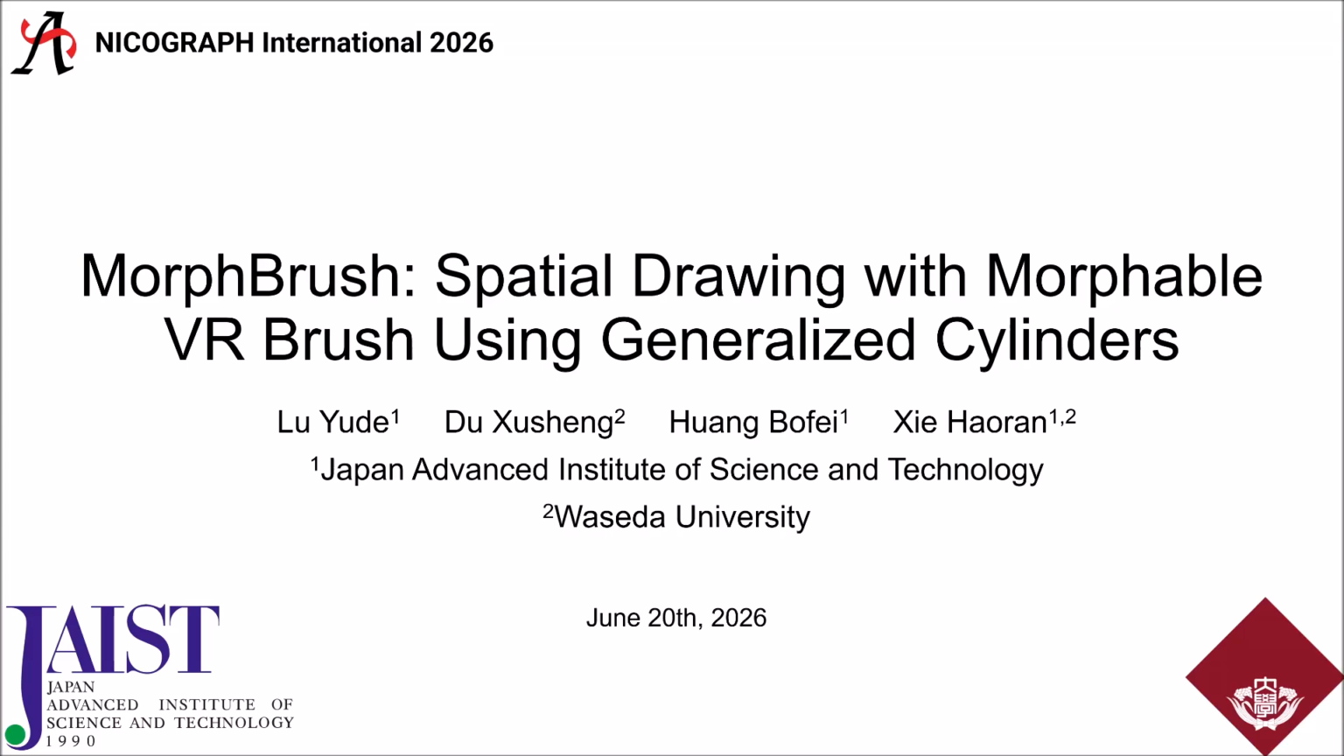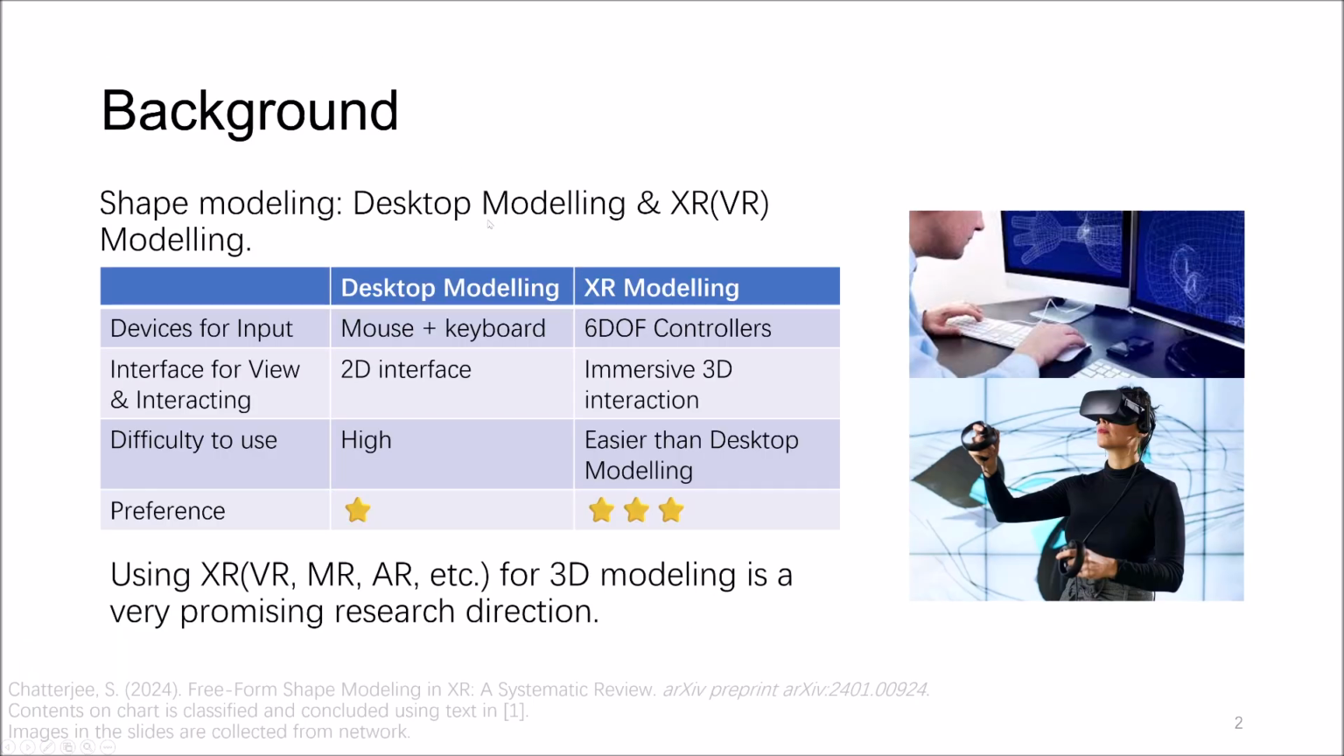The title of our paper is MorphBrush: Spatial Drawing with Morphable VR Brush using Generalized Cylinders. 3D shape modeling has been an active area for decades.